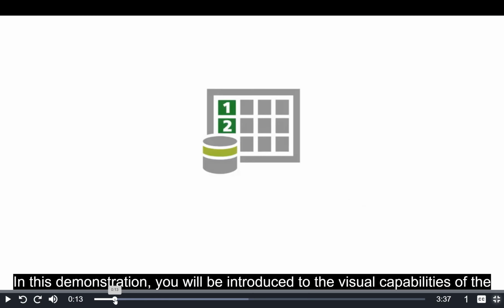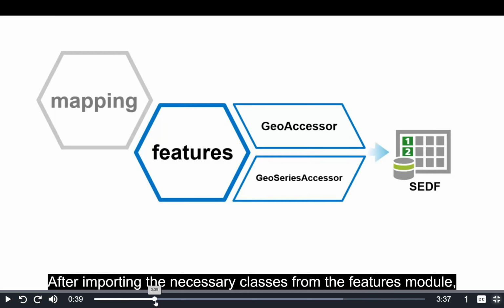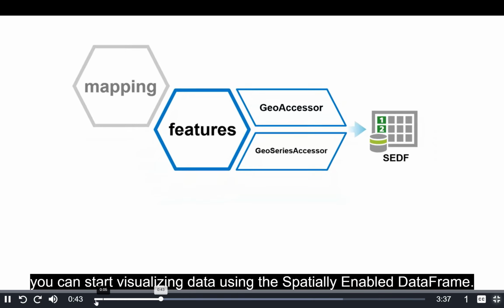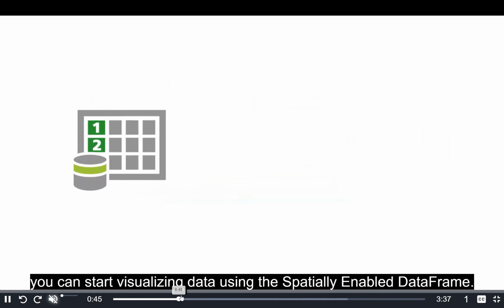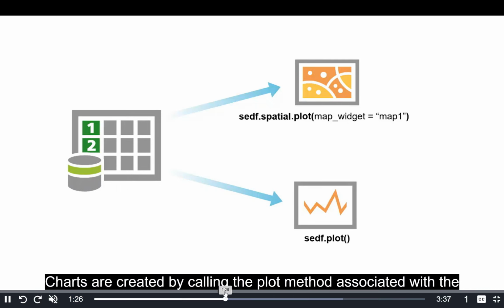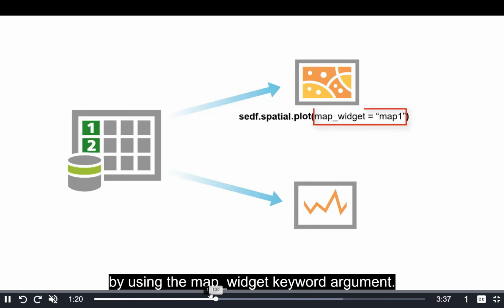You can consider this as a different way of viewing an attribute table. You can put all this stuff in it. You can visualize data using this SEDF, and every time you want to plot a map, you have to call a map widget, map1.